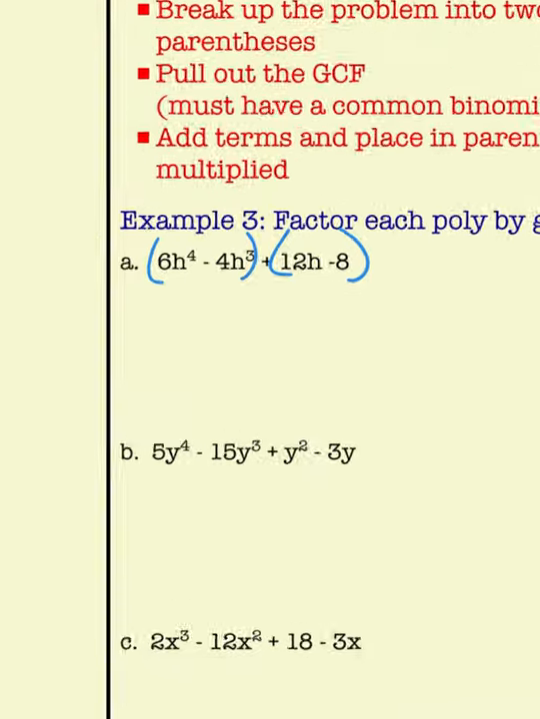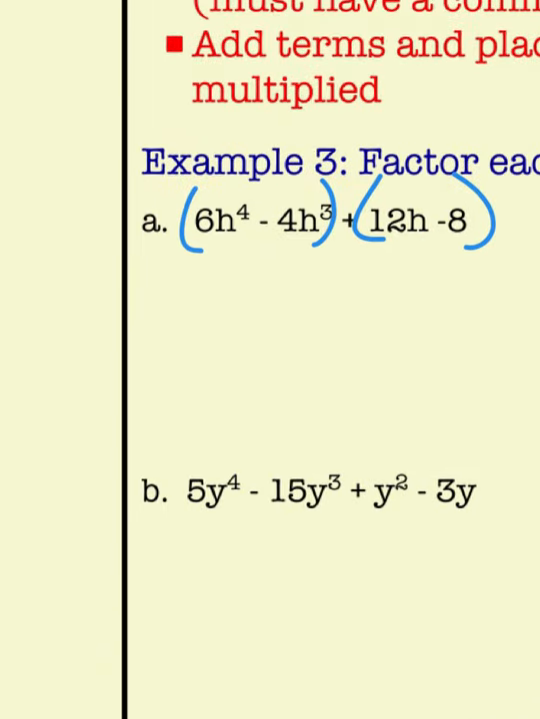Let's see what happens. 6h to the power of 4 minus 4h cubed. 6 and 4 are both divisible by 2, and both of these have an h cubed in common. 6h to the power of 4 divided by 2h cubed, I'm going to be left with a 3h. Negative 4 divided by 2 is negative 2, and the h's will cancel out. All right, so this part matches this part.